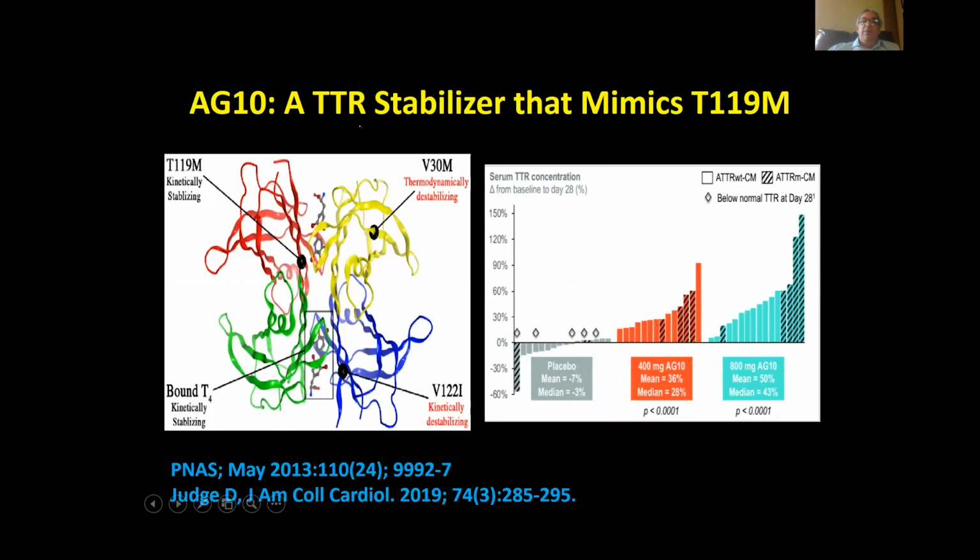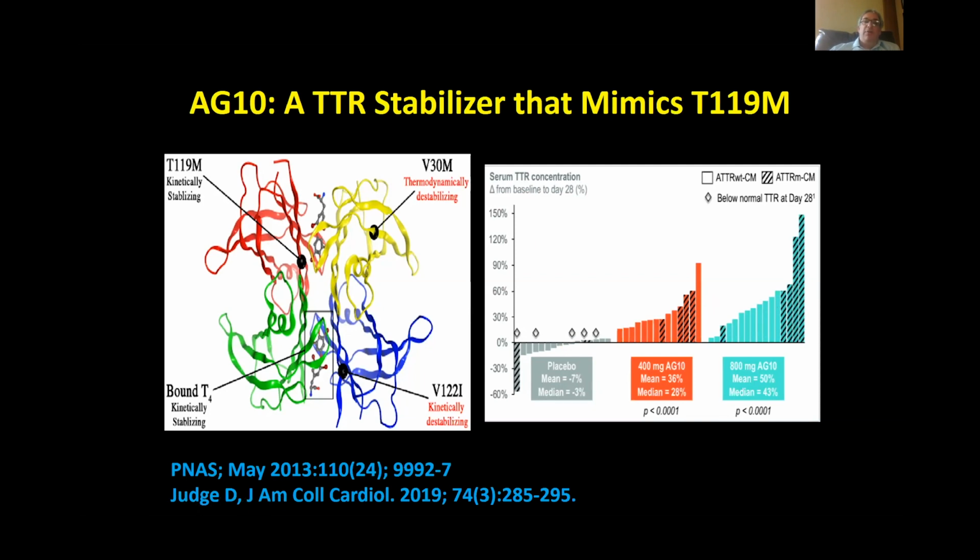AG10 is a new stabilizer that really mimics this T119M polymorphism, given its close proximity to other destabilizing mutations. In a phase 2 trial that we participated in, published by Dan Judge and Jack, there was an interesting observation that with AG10, TTR levels rose significantly. They seem to rise more in those with hereditary disease and wild type. And we have the same observation in patients with tafamidis.